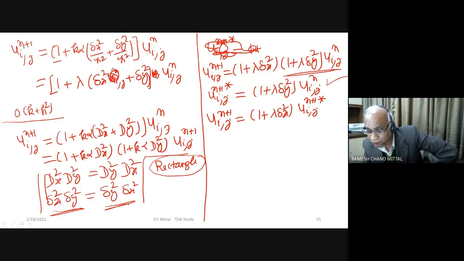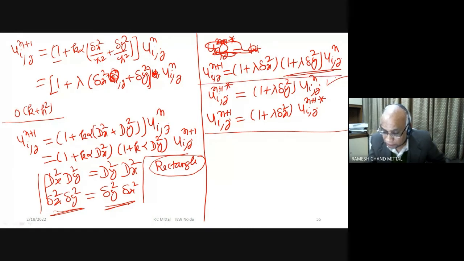Once I have done this, all u_ij^(n+1)* are obtained. I put those values here and do for j equal to 1, j equal to 2, j equal to 3, because my δx² is to be expanded. So one loop for i, where δy² will be going but i remains fixed, then a second loop for j, and you will get all u_ij^n computationally. So this scheme is far, far better than the scheme which I have written here.